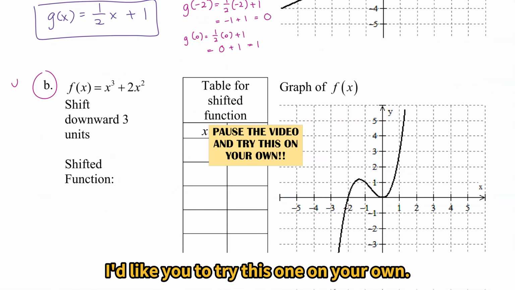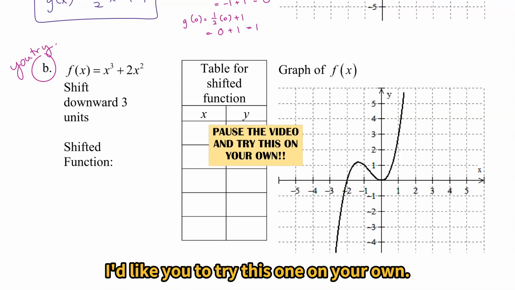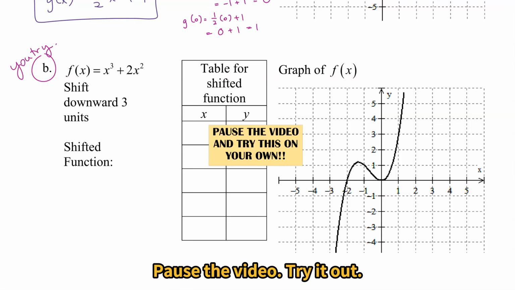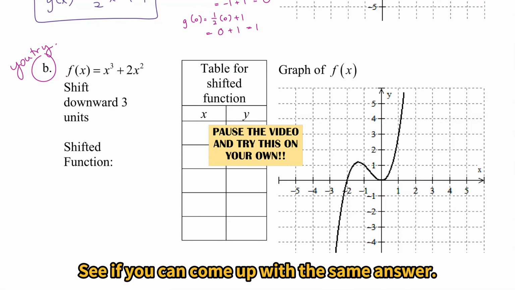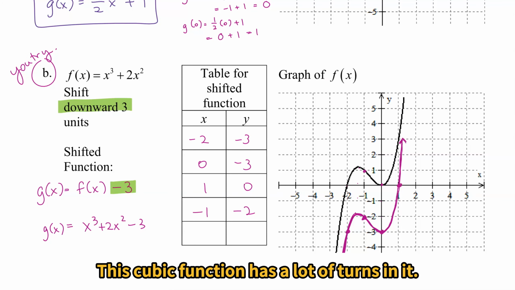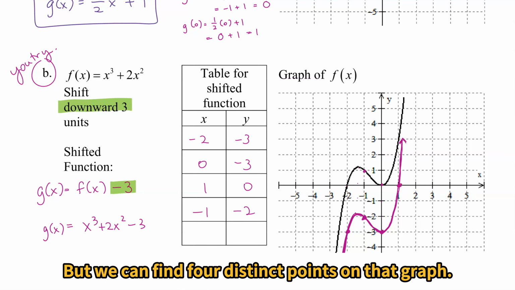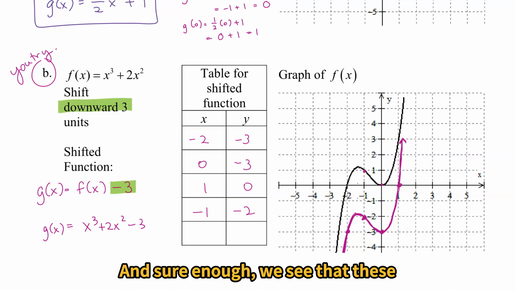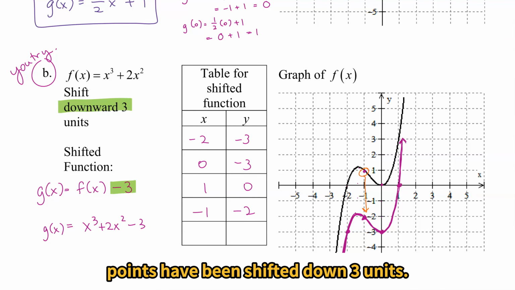In the next example, I'd like you to try this one on your own. Pause the video, try it out, see if you can come up with the same answer. For part B, do your best. This cubic function has a lot of turns in it, but we can find 4 distinct points on that graph. And sure enough, we see that these points have been shifted down 3 units.